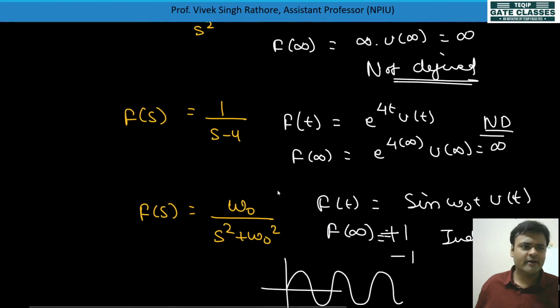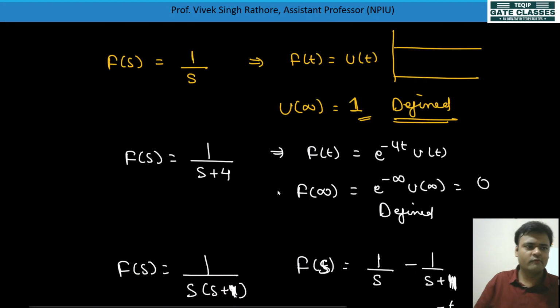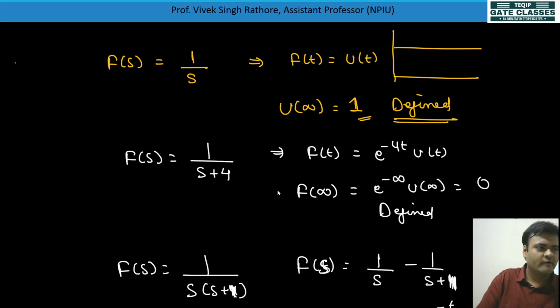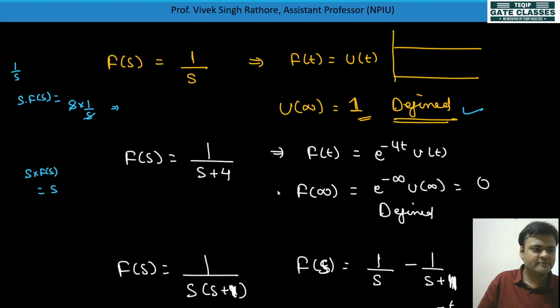But for, let's suppose, 1 by s signal, I will write with blue pen, if you do s into f of s, what will you get? S into 1 by s cancels out, so no poles will be there. So the value is defined. For this other signal, s into f of s will give s by s plus 4, and we'll see the pole is at minus 4, right?